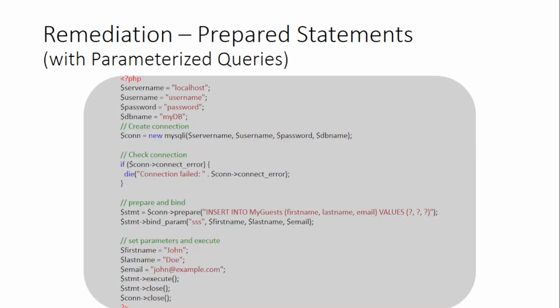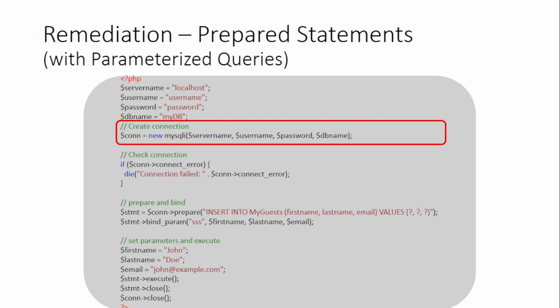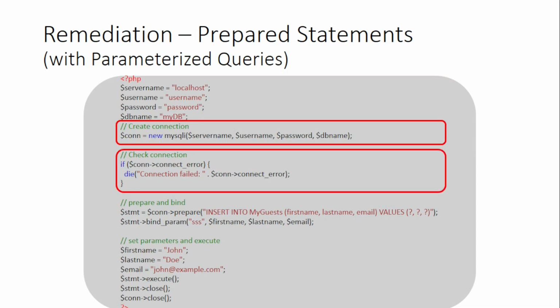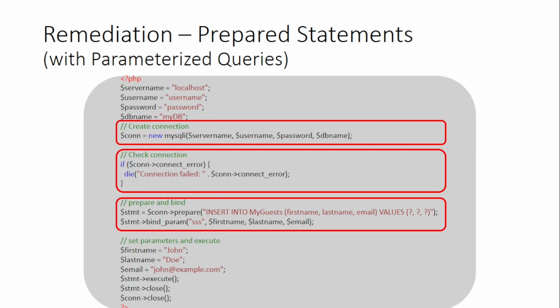So for example, we have here an example of prepared statements. Here we create the connection, then we check if the connection is okay. After that, we prepare the statement, and here you can see preparing, insert into MyGuests, so insert into the table whose name is MyGuests, and the columns would be first name, last name, email, and the values, instead of values like John or whatever, are question marks.